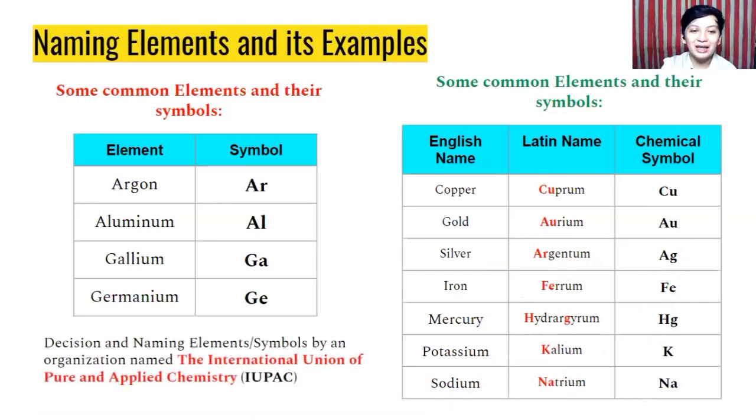And the decision on the naming of elements and symbols is made by an organization named the International Union of Pure and Applied Chemistry, or the IUPAC. They are the organization focused on naming and giving a respective symbol to each and every element that is being discovered.